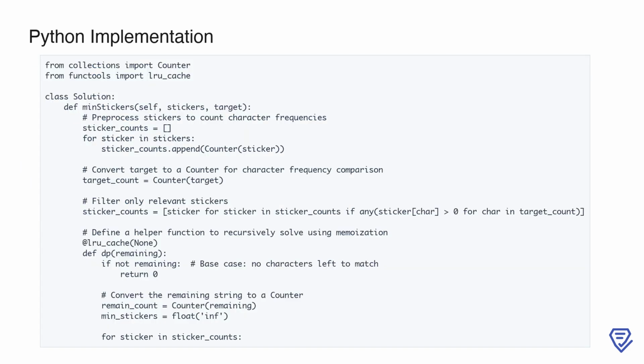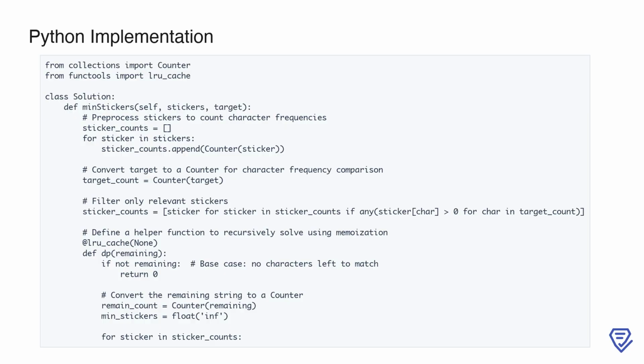Here, we begin by importing the necessary modules, namely Counter from the collections module to handle character frequency counts, and lru_cache from functools to enable memoization for optimization. Then, we define a class Solution and the function min_stickers, which takes two inputs, a list of stickers and the target word we want to spell.